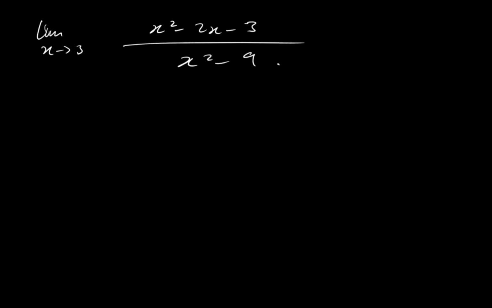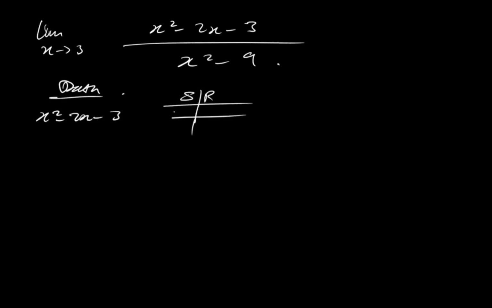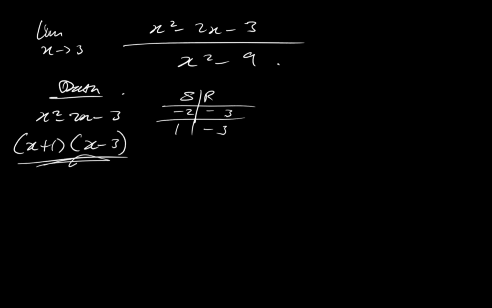For the top, we have x squared minus 2x minus 3. Remember, we have the sum and product rule. The sum is minus 2, the product is minus 3. And what are the factors? Well, the factors would just be 1 and minus 3. Remember, if x squared has a coefficient of 1, you can do it the easy way of just saying x plus 1 and x minus 3. So that's for the numerator.